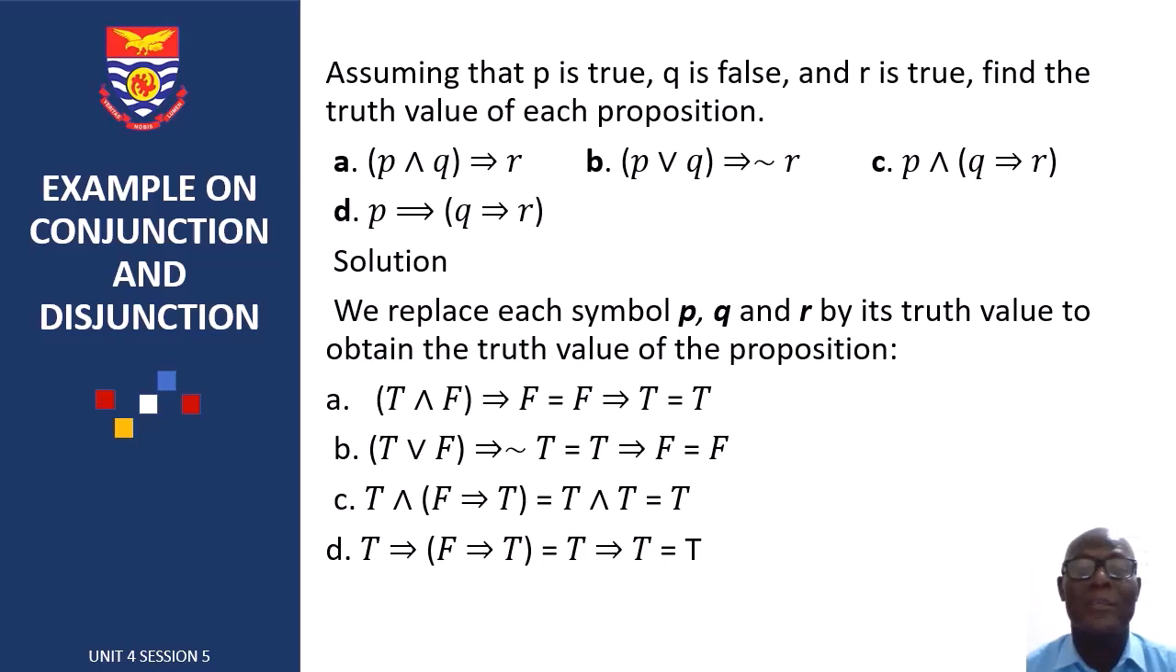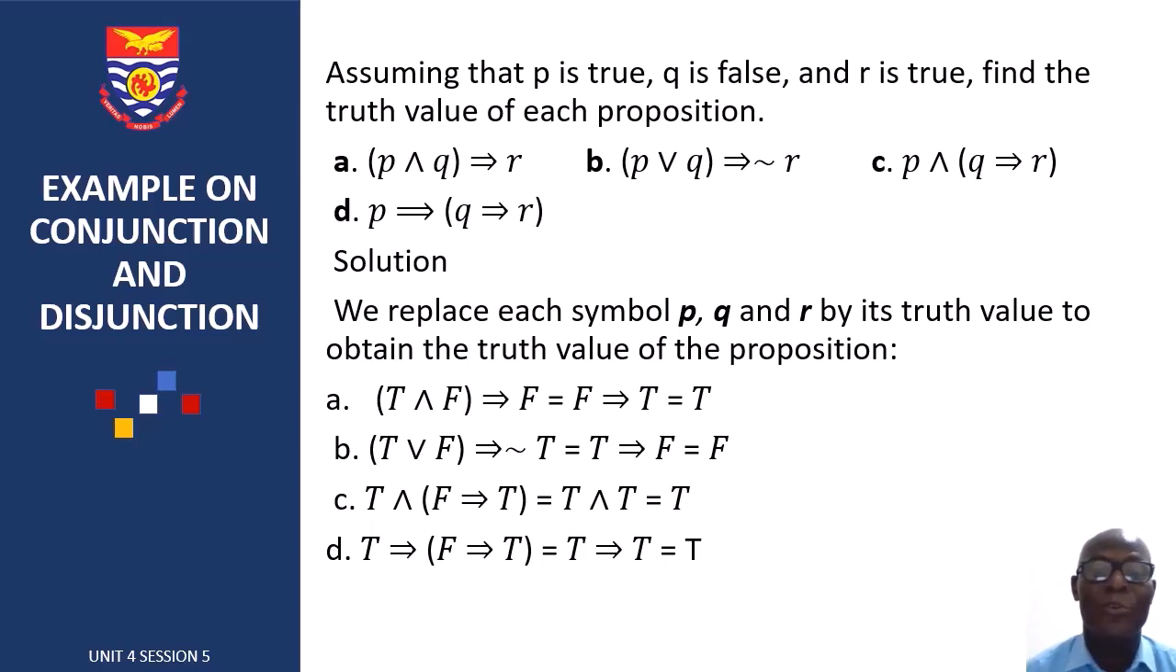P disjunction Q. For P disjunction Q to be true, any of the statements must be true. But since Q is true, meaning P disjunction Q is true, which implies the negation of R. And the negation of R is false.